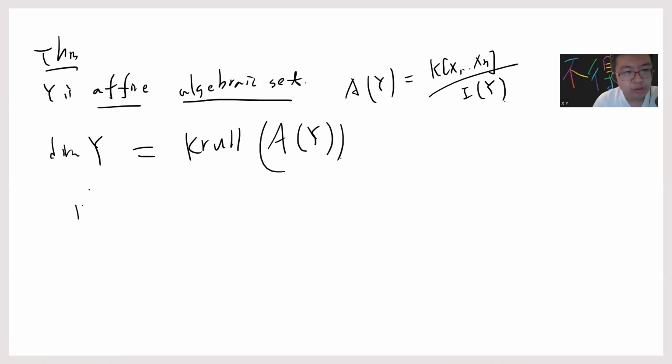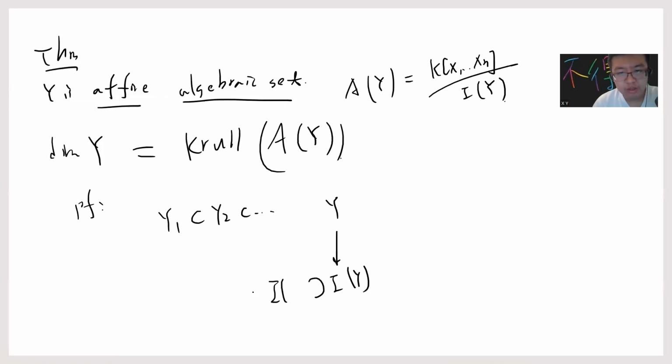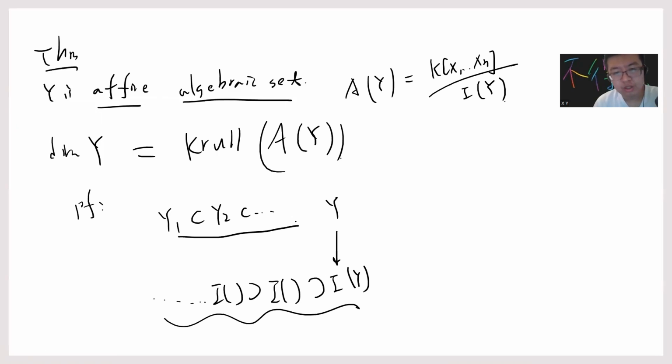The proof is very simple. The proof just uses the correspondence, right? The correspondence says that if you have Y1, Y2 in Y, and they are all closed, then you can take the ideal, so you give an ideal, and all these are prime ideals. So an ascending chain in the closed sets will correspond to another ascending chain.